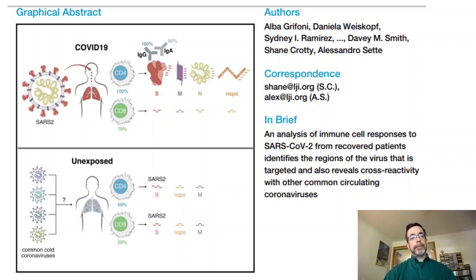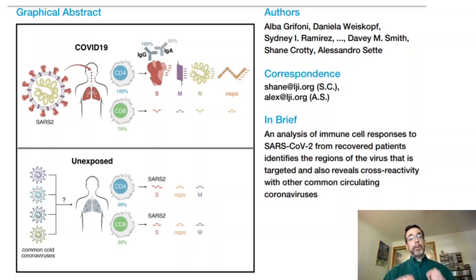Now move to the bottom, and you see they have a question mark, but they say common cold coronaviruses, and they have 4 of them because there are 4 major strains. That's a good number. Somehow, we think something has infected unexposed people, in that they have CD4 T cells. 50% of them have CD4 T cells against the S protein, the M protein, and some of the NSPs. The important thing about this is it's not all of the NSPs, and it's not against the N protein.